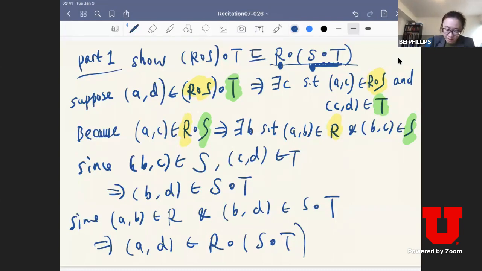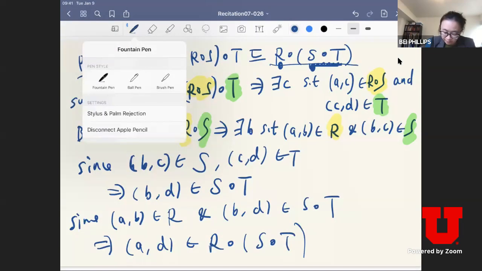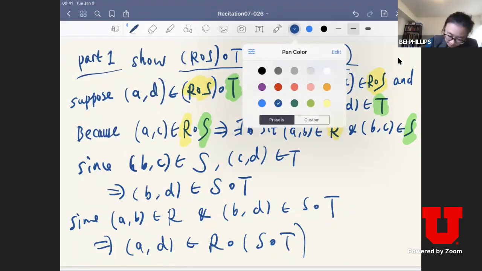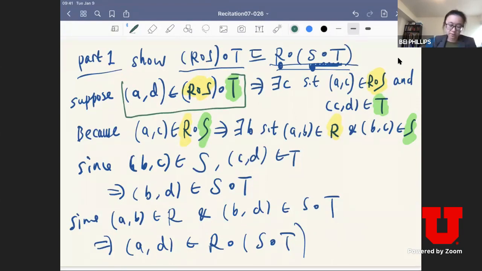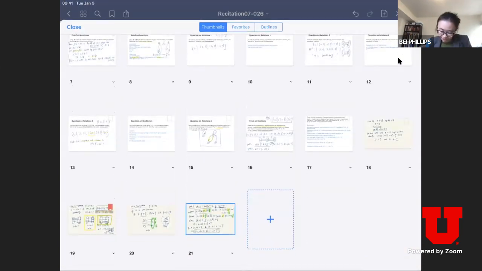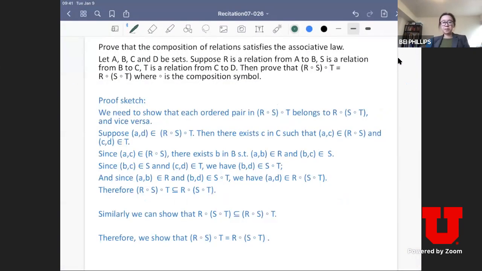I start with an element on the left-hand side and prove it's an element on the right-hand side. So let me use a little highlight. I start with the green box. I end up with the green box. And I used the definition of composition 3 times. Okay, so that is a proof. This is a typed-out proof of what I just went through.